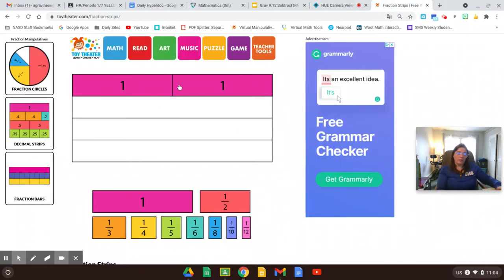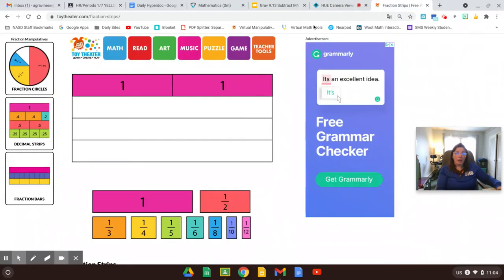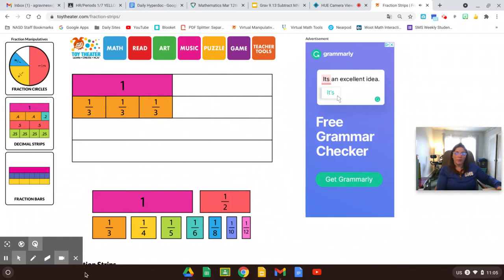Well, when I look at this, I see I can take away a whole, but I don't see anything in thirds. So because my denominator is a 3/3, I want to trade in or rename one of these wholes for thirds. So let's see how many thirds it takes to equal 1 whole. Hopefully you already know the answer to that. It takes 3/3 to equal 1 whole. I've traded in or renamed.